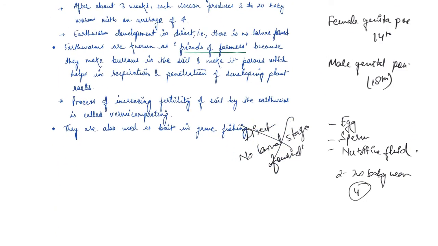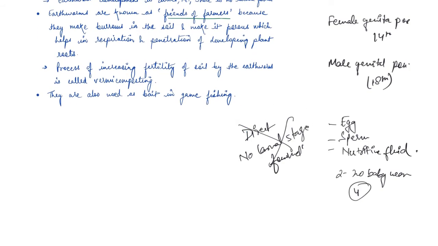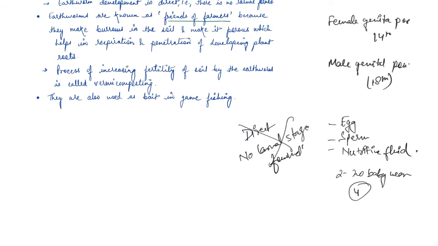Let's see some uses and functionalities of earthworms in the ecosystem. Earthworms are known as friends of farmers. Why? Because they make burrows in the soil, and because of these burrows, the soil becomes porous, and this porous soil helps in respiration as well as penetration of the developing plant roots, right?